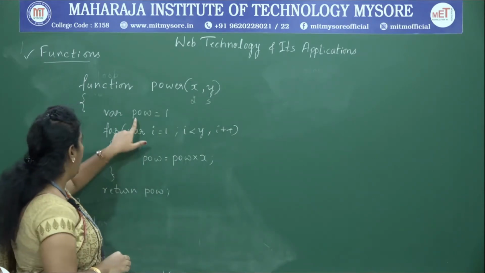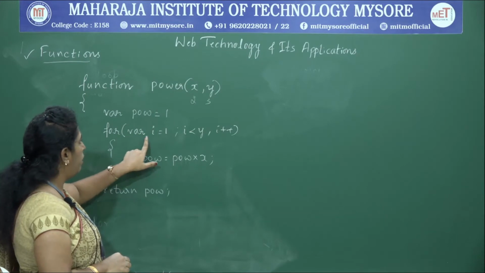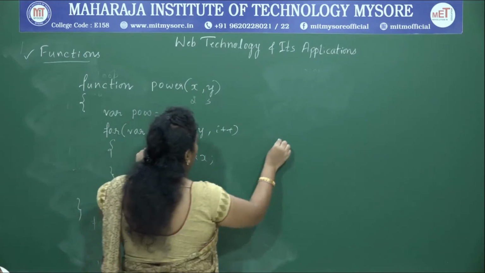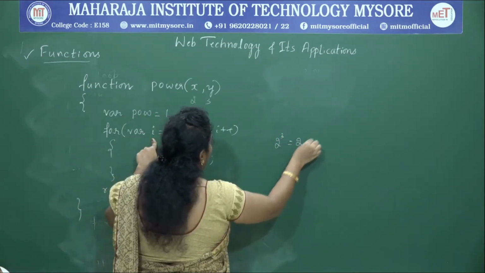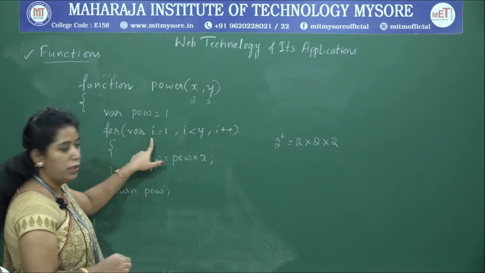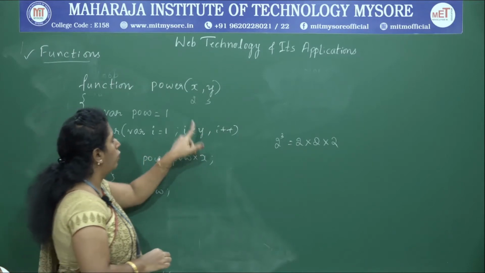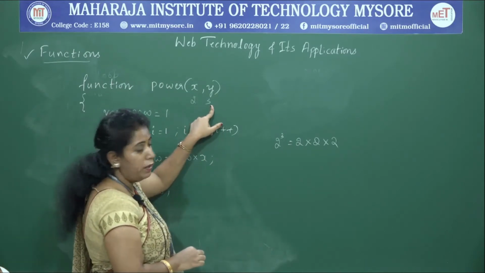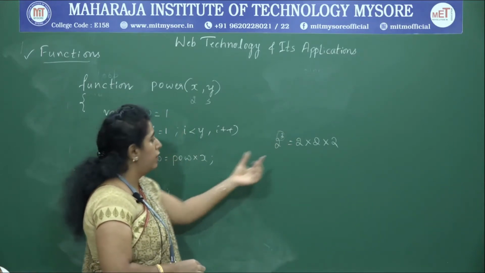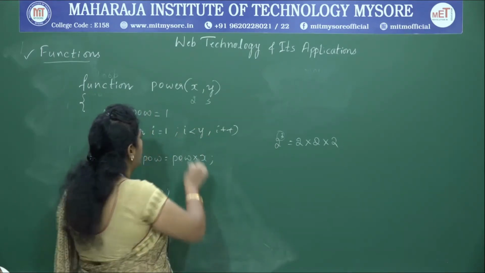Now I have taken one variable power initialized to 1, and inside a loop I have to find 2 power 3. 2 power 3 means I have to multiply 2 three times, right? To do that I am using a loop. So i begins from 1, 1 less than y. Why am I taking this variable? Because this is the power, right? So those many times this base has to be multiplied. This is controlled by y.